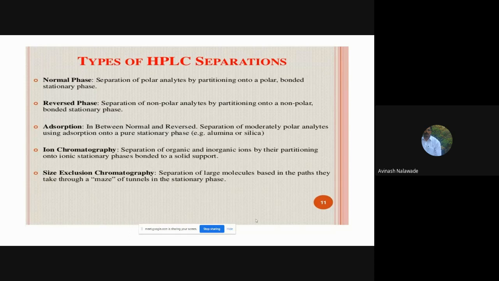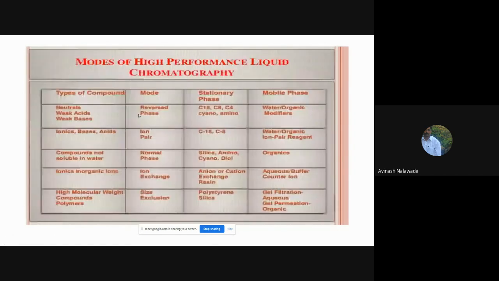So once again, I will tell you about normal phase and reverse phase chromatography. In normal phase chromatography, we are separating the polar analyte. Means, note that the main analyte we are separating, in this case is polar. We separate the polar analyte by partitioning onto the polar bonded stationary phase, which means the stationary phase is also polar. In the case of reverse phase, we are doing the separation of non-polar analyte by partitioning into non-polar bonded stationary phase. So this is about normal phase and reverse phase chromatography.